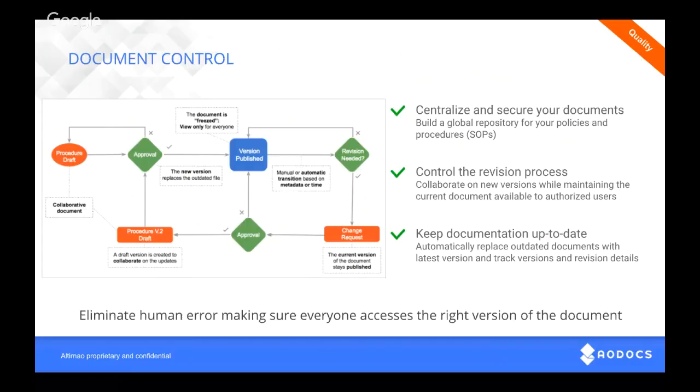So for example, if you have a document which has been published on an intranet somewhere, we can actually put an end date for the validity of that document. And when the document reaches this end date, it's going to be automatically retrieved and put aside from access of your users.